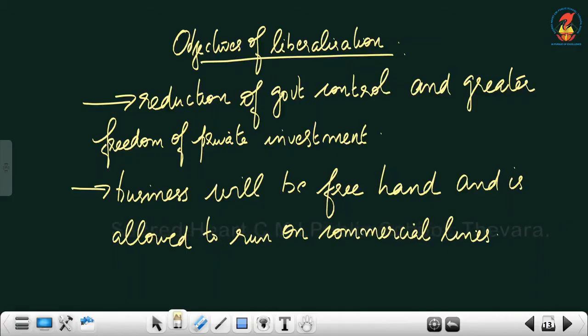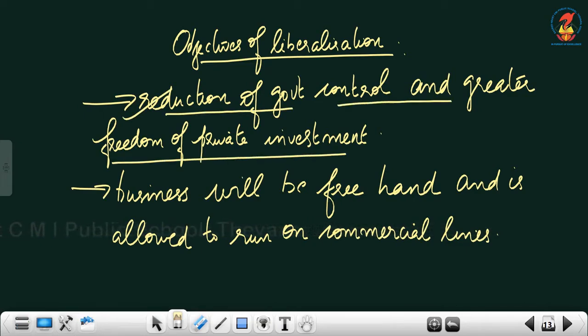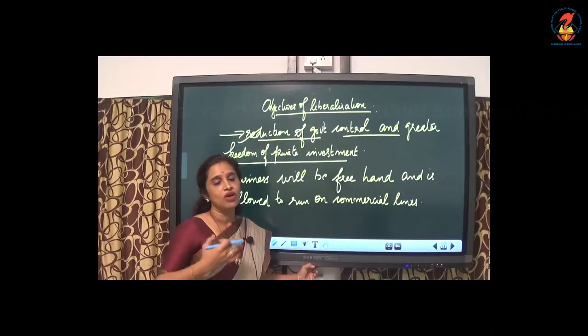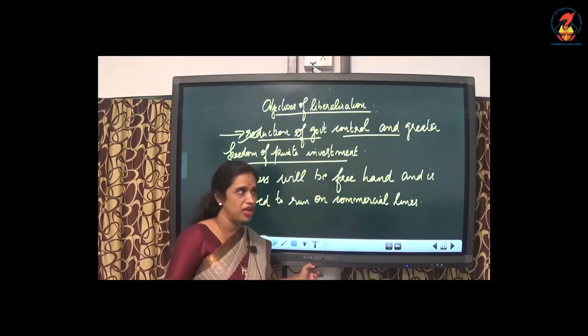Now, what were the objectives of liberalization? Point number one: a reduction of government control and greater freedom of private investment. From the word itself it is clear; there is no need of much explanation. Freedom for private sector enterprises and reducing the control of government sector enterprises. Government control should be reduced. Private sectors should be given freedom to come up with more and more investments. Only if they are given freedom will they come up with more investments and undertakings, so all kinds of restrictions on the private sector have to be removed.